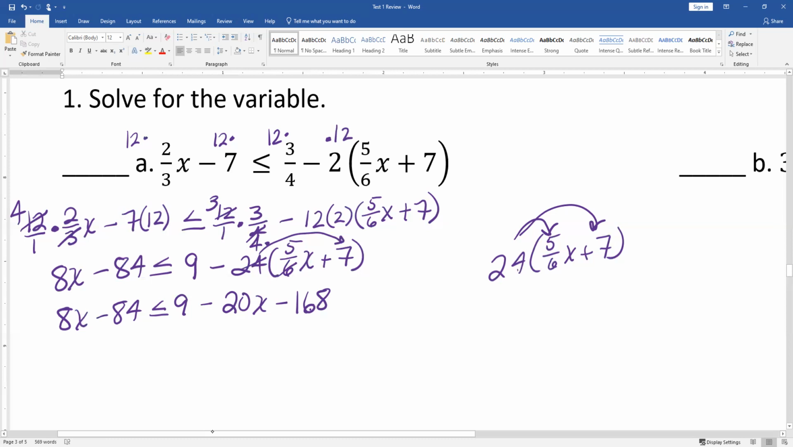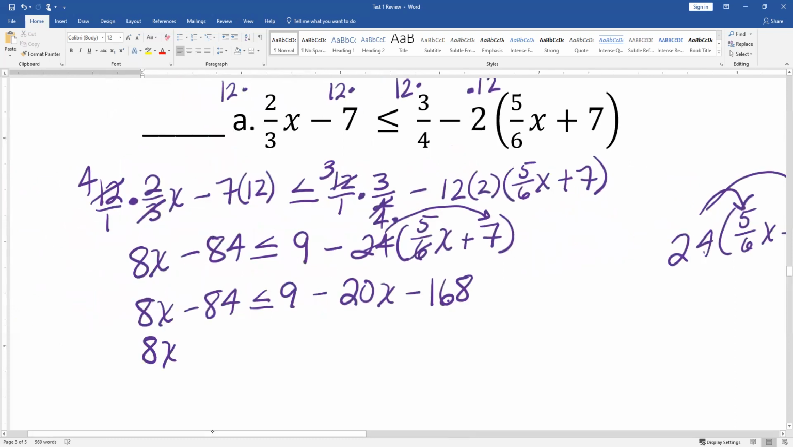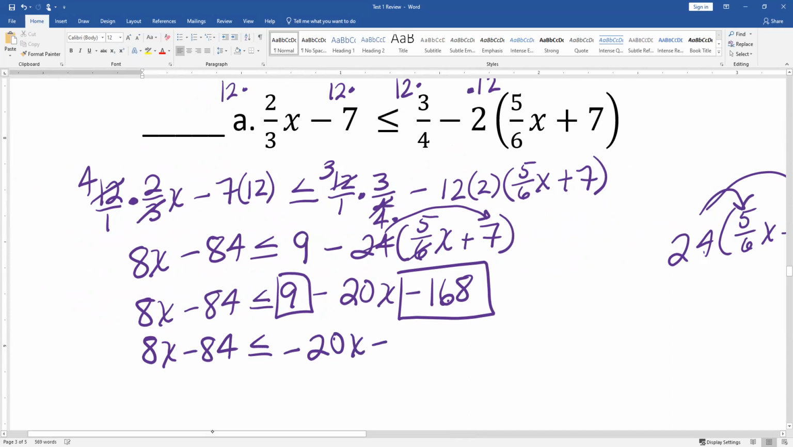So we can combine like terms now. This side stays the same. 8x minus 84 is less than or equal to. We have 9 and we have negative 168. So we end up with negative 20x minus 159.